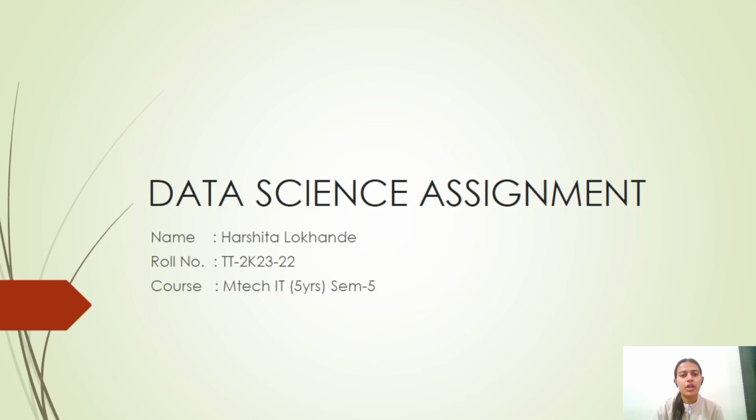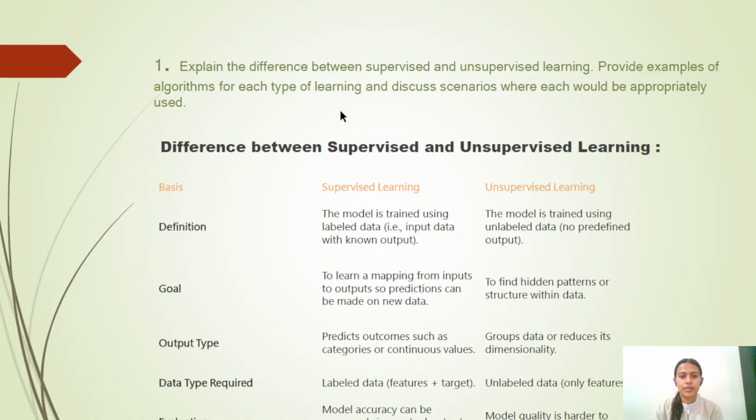Hello everyone. In this video, we will see data science assignment questions and answers. The first question is: explain the difference between supervised and unsupervised learning. Provide examples of algorithms for each type of learning and discuss scenarios where each would be appropriately used. So we will differentiate supervised learning from unsupervised learning.